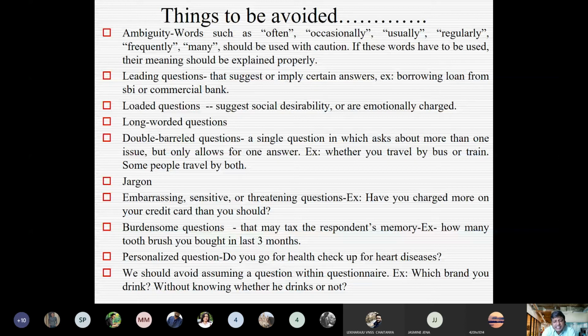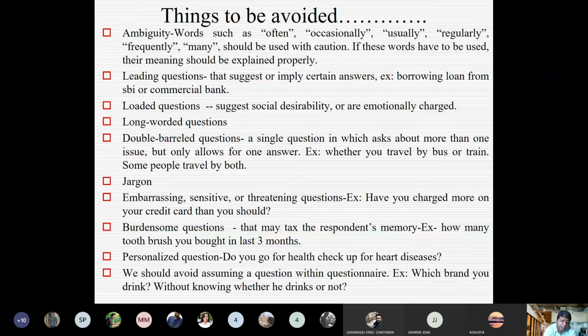Then embarrassing, sensitive, threatening question. Have you charged more for your credit card than you should? So very sensitive things. Why will somebody disclose it to me? So this embarrassing, sensitive, threatening kind of question we should avoid. I should not ask certain questions which will make somebody feel embarrassed. Somebody's very personal things I should not ask. If I ask somebody, do you go for a health checkup for heart disease? Am I aware whether he is suffering from heart disease or not?